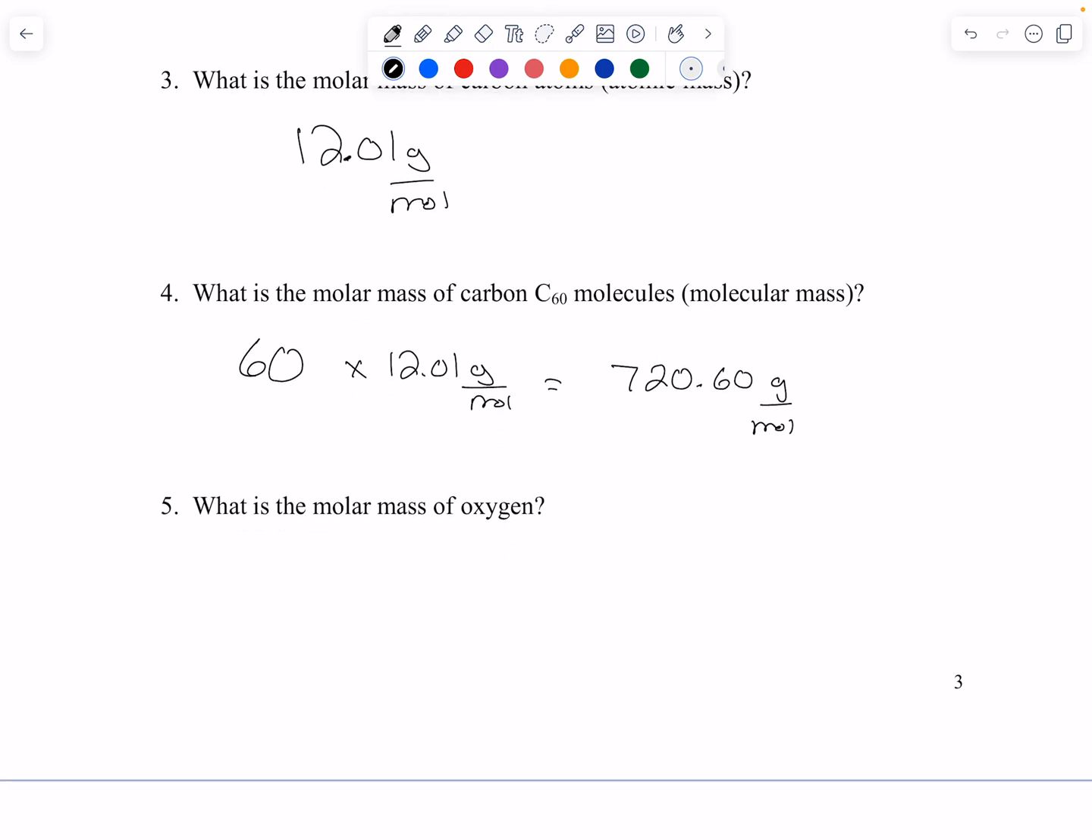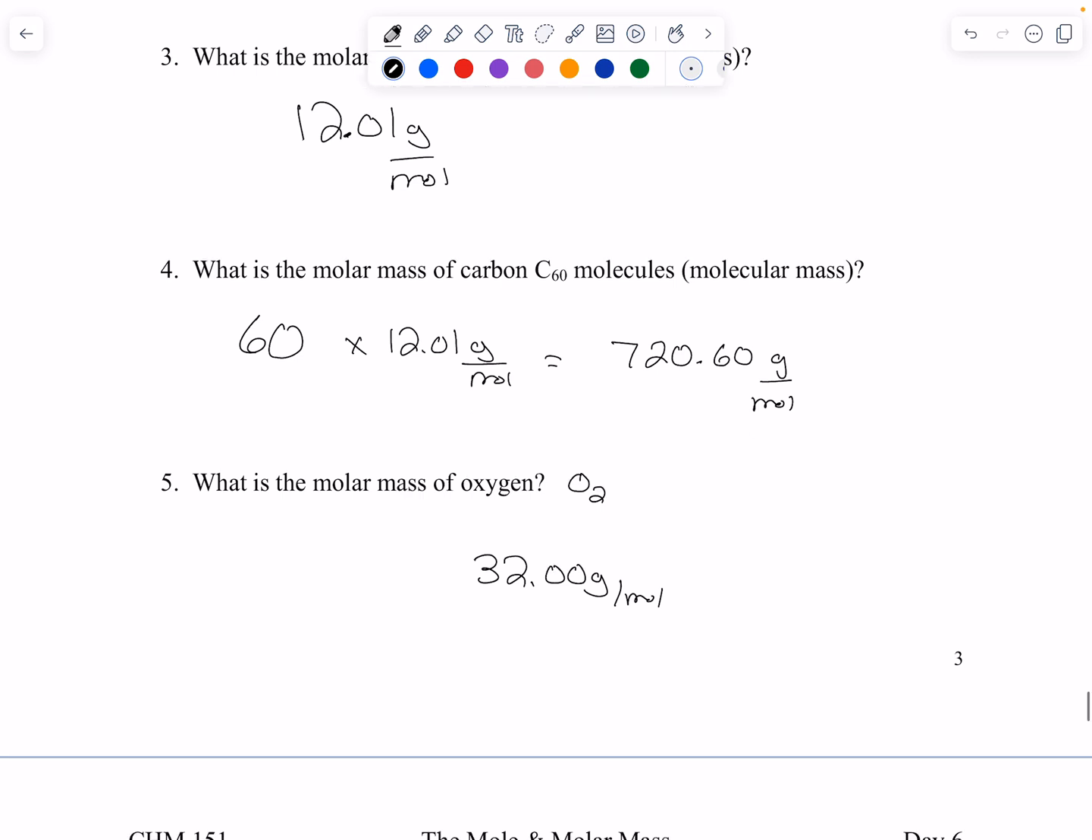Molar mass of oxygen, right? A lot of times when we say this will be O2, and so it would be 32.00 grams per mole. All right. So there are times where we use 16. There are times where we use 32.